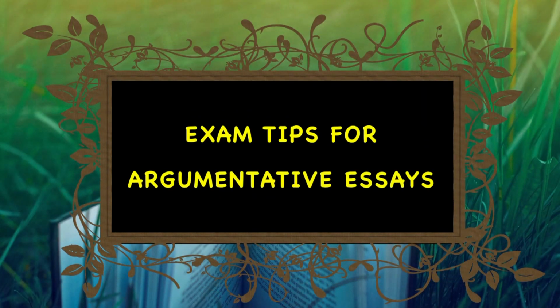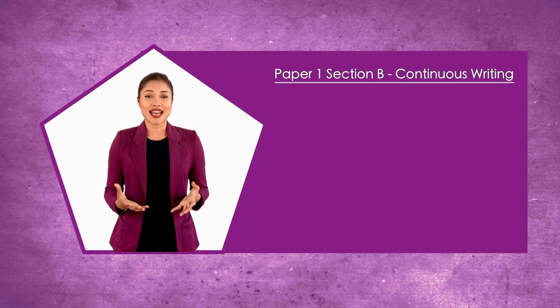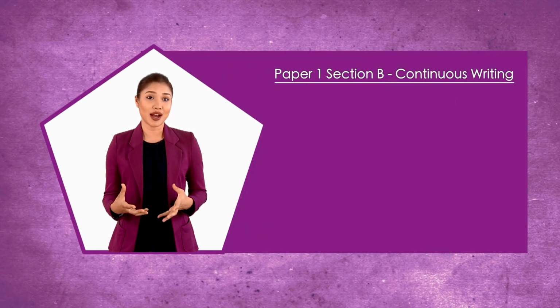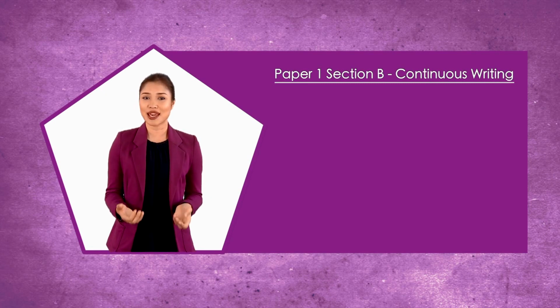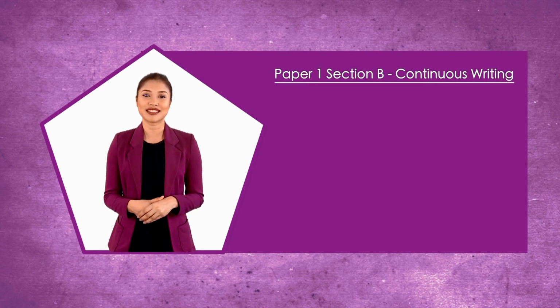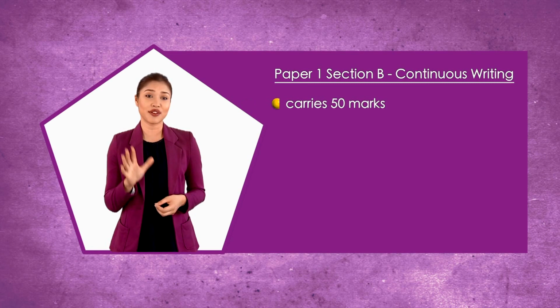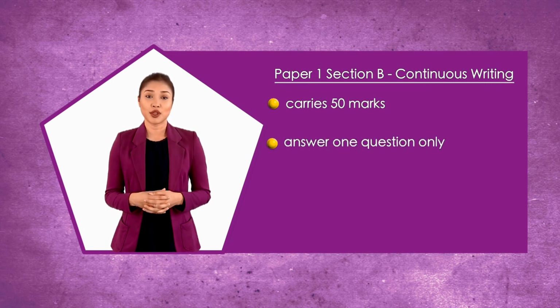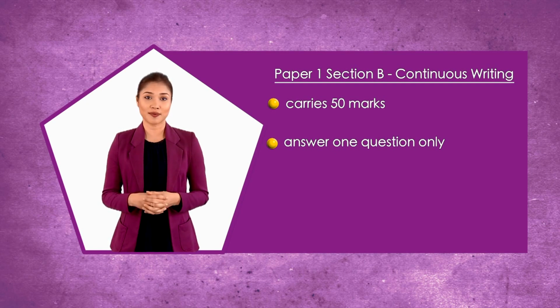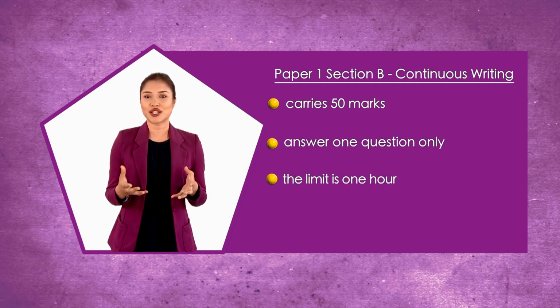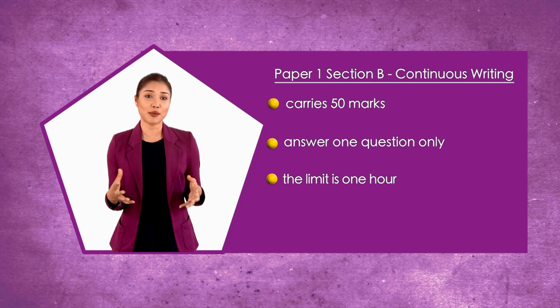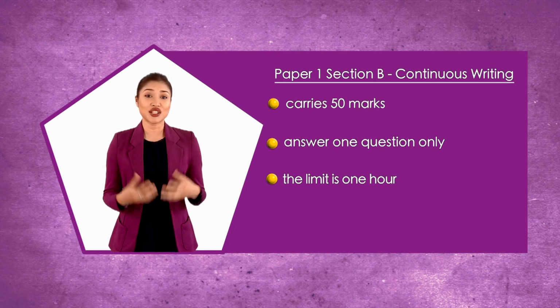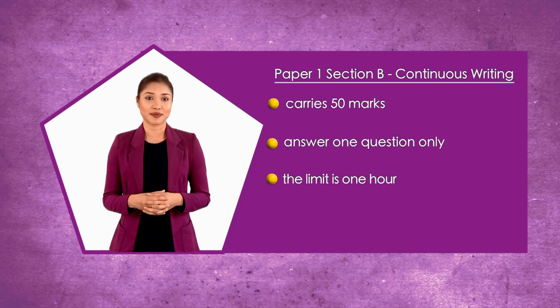Exam tips for argumentative essays. This essay typically appears in Paper 1, Section B of the SPM English Language paper. Continuous writing carries 50 marks. You will be given 5 questions. You only have to answer 1. You have 1 hour to choose your question, plan your framework, write your essay, and check for any grammatical errors.